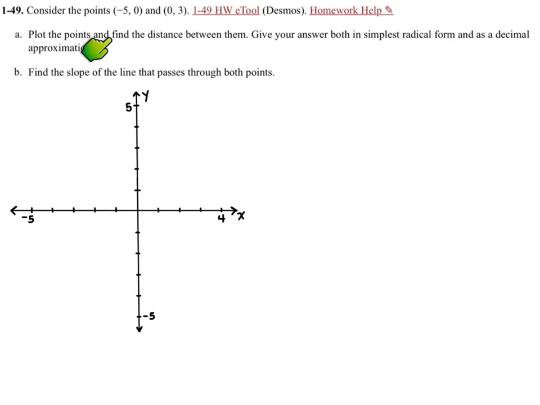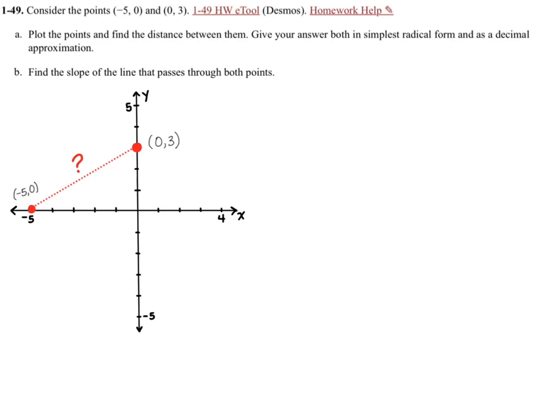Now I'm going to graph these 2 points, (-5, 0) and (0, 3). And there they are. And I even labeled those with the coordinate points. The question is, plot the points and then find the distance between those points. And we could use the distance formula. If you wanted to look that up, you should look it up. I want you to work for that, to look that up.